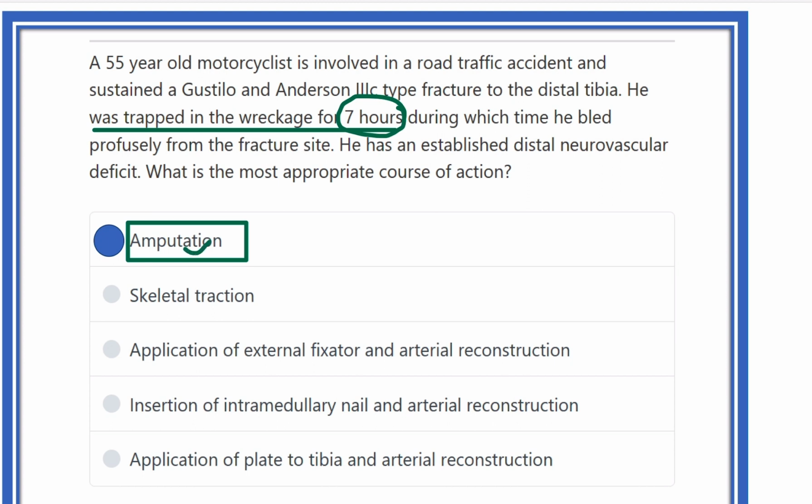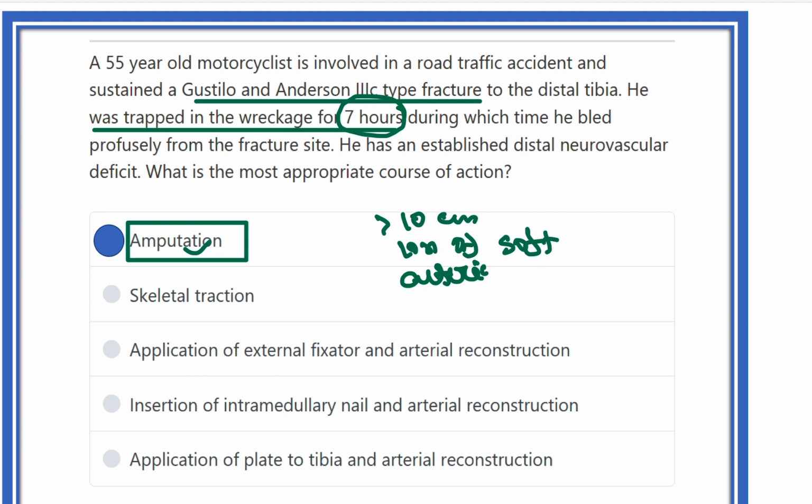So Gustilo-Anderson type 3C is a severe condition. The wound size is more than 10 centimeters, there is loss of soft tissue, and there is arterial and nerve injury. Here we can see profuse bleeding from the site, and distal to the fracture the neurovascular status is absent. In this condition the limb is a dead limb, so we should amputate it as early as possible.